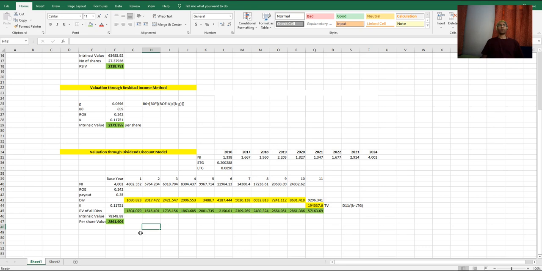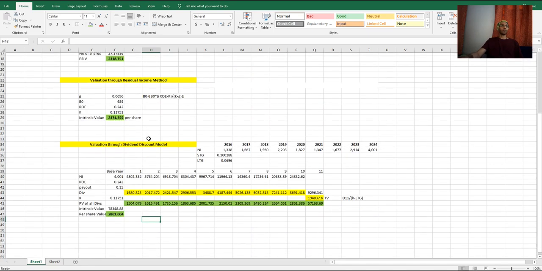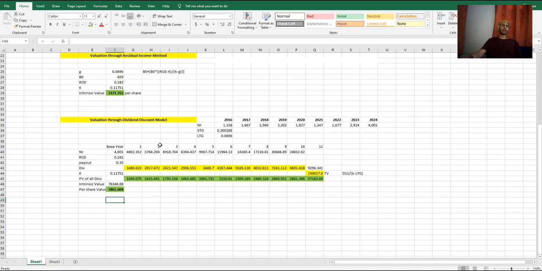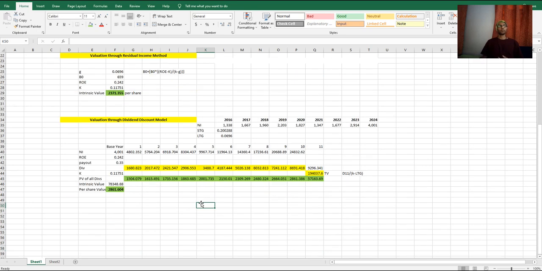So friends, this is how we do the valuation with respect to dividend discount model, residual income model, and free cash flow to the firm model. Here the lowest value has come from the free cash flow model and the highest has come from the dividend discount model. So here the return on equity has not been required. We should delete it. It is not required.